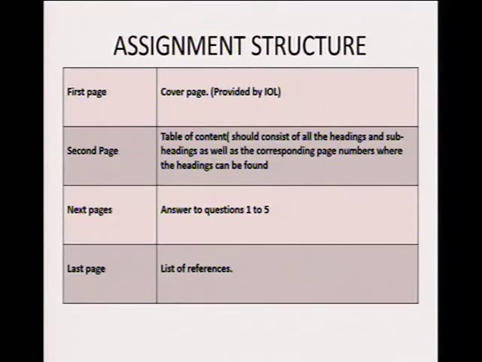The first page, which we call the cover page, is the page that is provided by IOL. And then the second page is the table of contents that should consist of all the headings and subheadings as well as the corresponding page number where the headings can be found. The next pages that follow are the pages in which you answer questions 1 up to 5. And the last page is the list of references that you have made throughout your assignment.